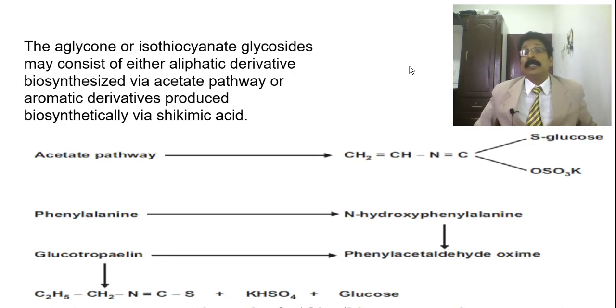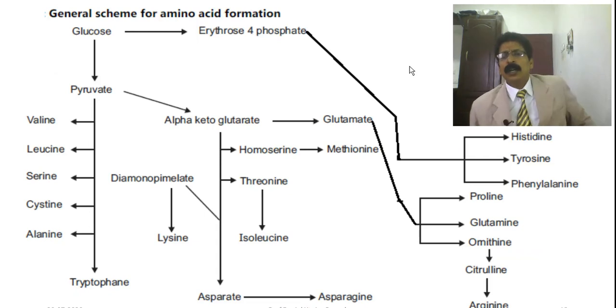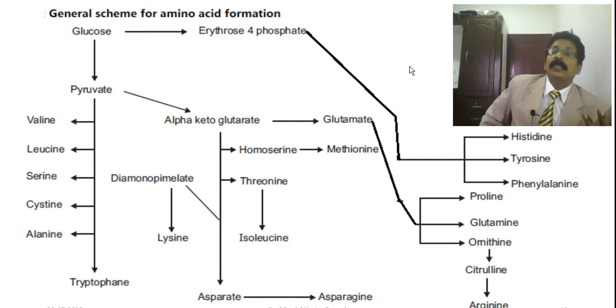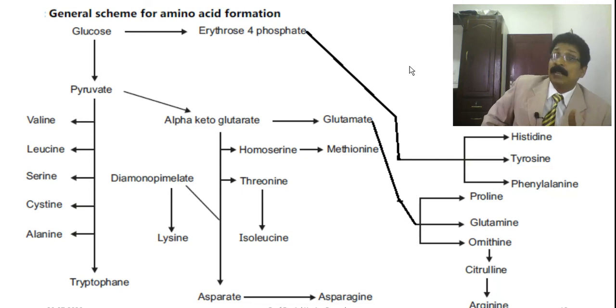Isothiocyanate glycosides can also be synthesized. And here this is a chart and also a schematic diagram which is showing the general scheme of amino acid formation. From glucose, we know that glucose and erythrose 4-phosphate will give a heptulose compound, and before going to the heptulose, it can give rise to histidine. Tyrosine and phenylalanine can be formed by means of the shikimic acid pathway. These are all compounds which we have studied.